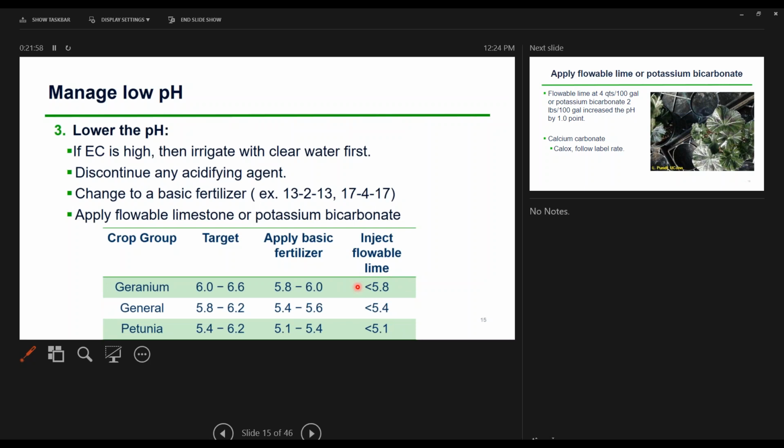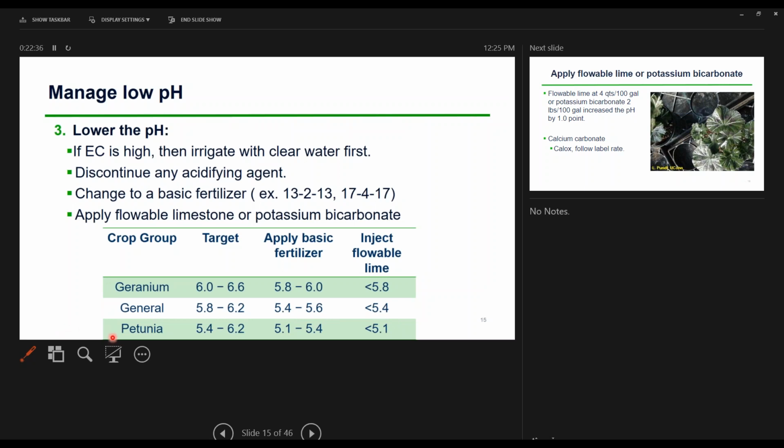And one of the things I want to encourage you is to always think about using the fertilizer as your tool first, and then think about using things like acid or limestone, right? So that's your kind of your second layer of tools. Your first layer should always be your fertilizer. So if you have a crop like a general crop, say like a poinsettia, you know that the target is between 5.8 and 6.2. You can apply a basic fertilizer if your pH is between that range there, or if the pH goes under 5.4, then you can consider that you should be applying flowable limes.